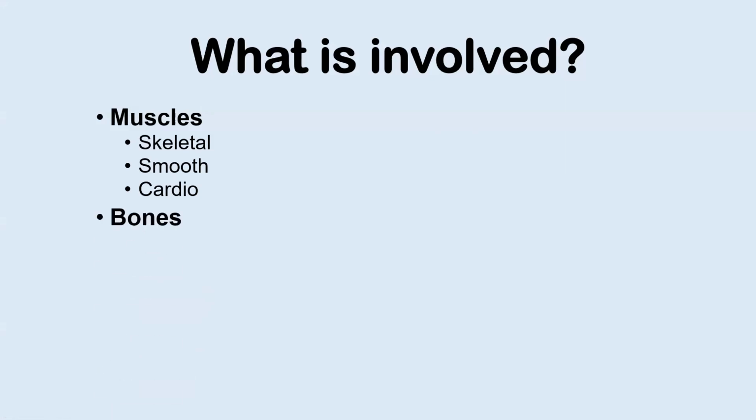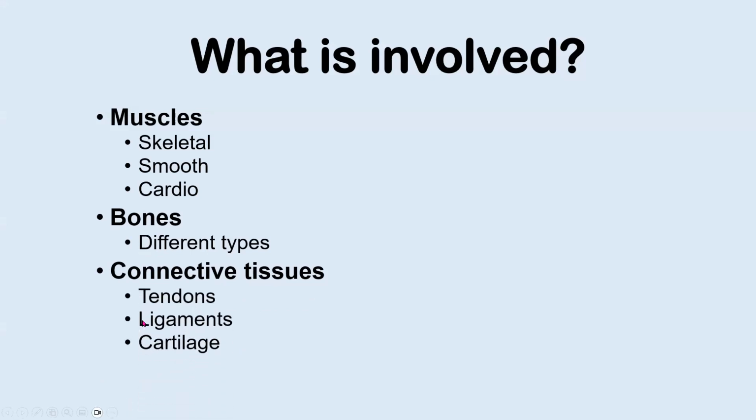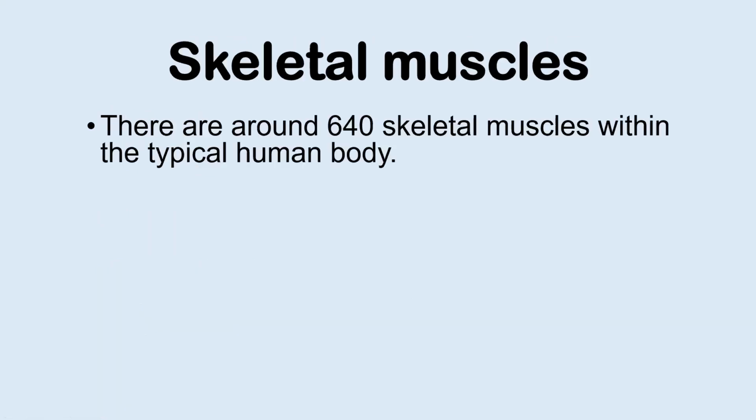We have bones and different sorts of bones, and I'll go into detail later. We have connective tissues, which hold us together. And these include the tendons, the ligaments, and the cartilage. Most people have no idea. They hear the words, but they don't know what they are. So my job today is to make you informed in this area.